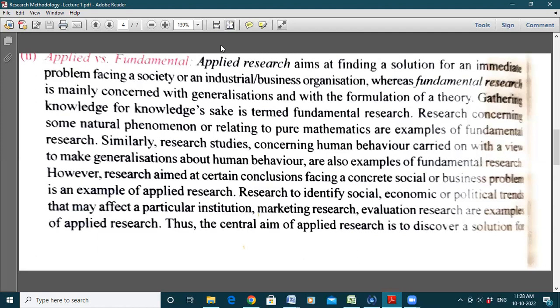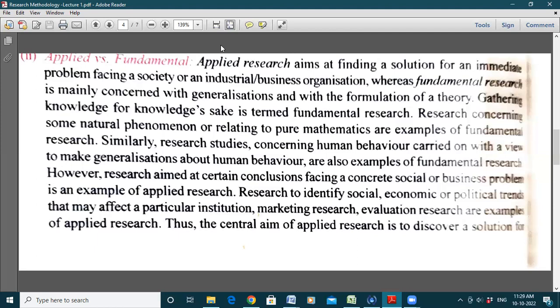We try to frame the formulation or try to deal with the formulation of a theory. We try to deal with the generalization of those particular problem and probable solutions, and thereby we try to formulate a theory. This is the case of fundamental research. समझ में आ रहा है? ठीक है. एक के केस में हम solution find out कर रहे हैं. किसके केस में बताइए?